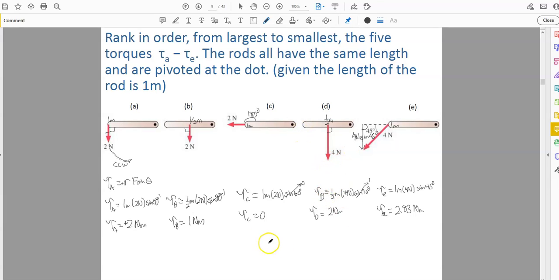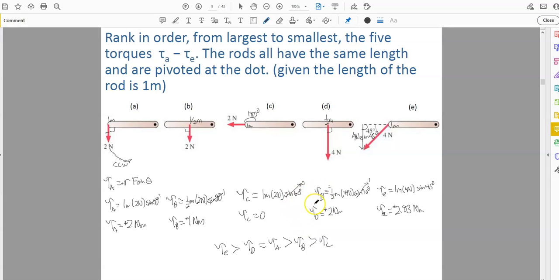It's kind of interesting when you look at these numbers and align them from largest to smallest. It looks like torque E is the greatest, and then torque D is going to be equal to torque A, and then torque B is next, and then finally torque C. And all of these will be positive torques, spinning it counterclockwise, except for, obviously, the zero torque one.